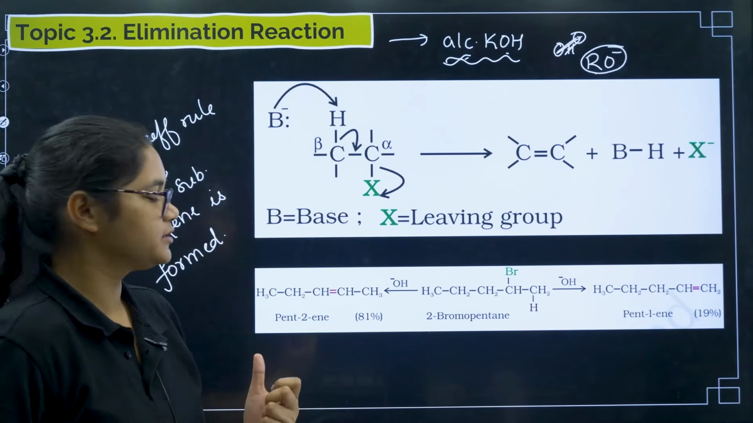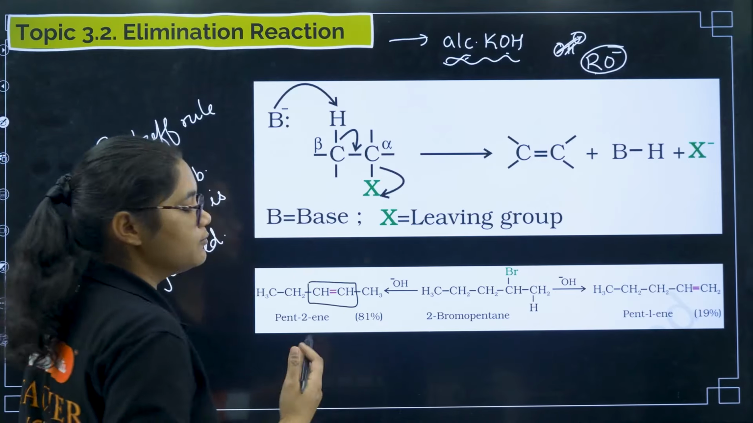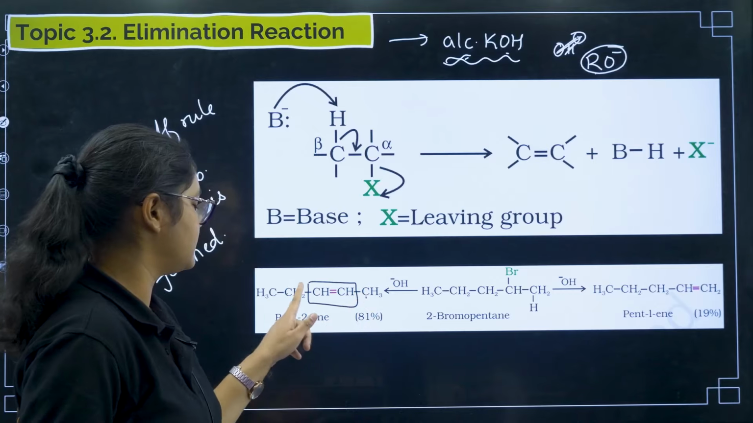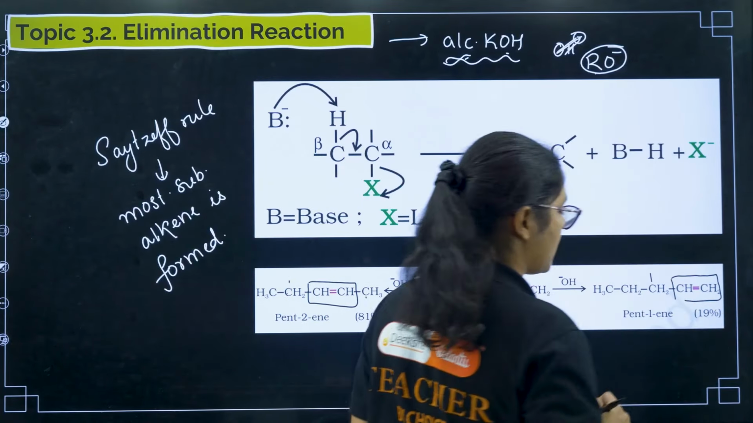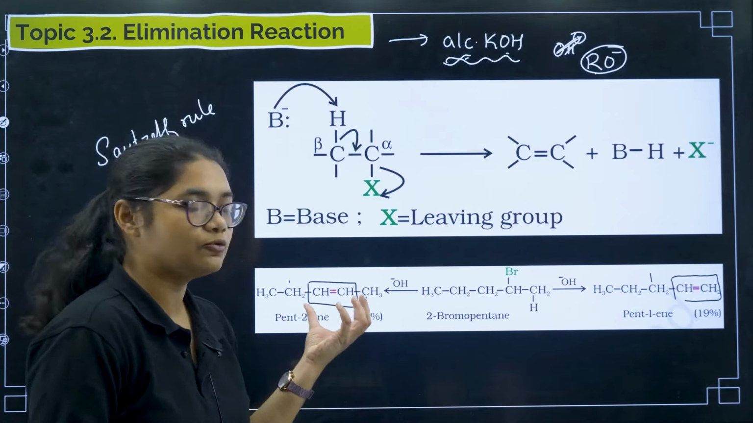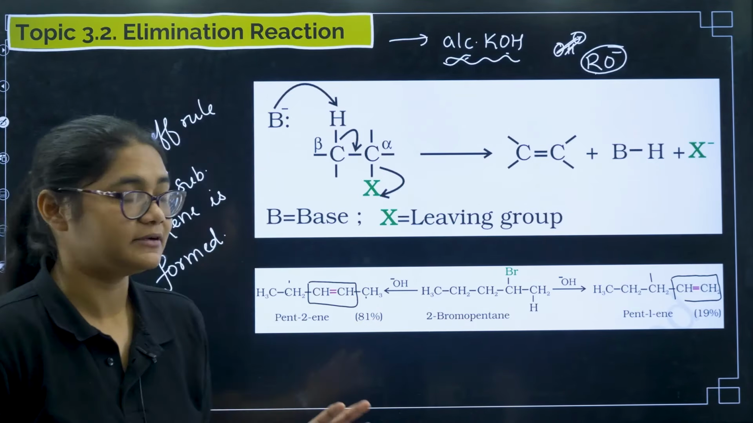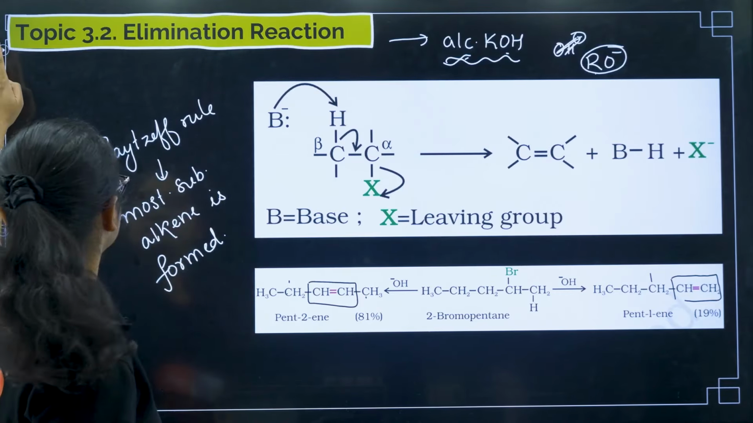Now which is more substituted? To check that, you have to see that around the double bond there should be more number of carbons. So here you see there are 2 carbons, right, this carbon and this carbon, but here if you see there is only 1 carbon. So more carbon is there, more substituted, so this is formed in 81%, that is formed in 19%. So Saytzeff rule definition you should prepare, a question can be asked from here.